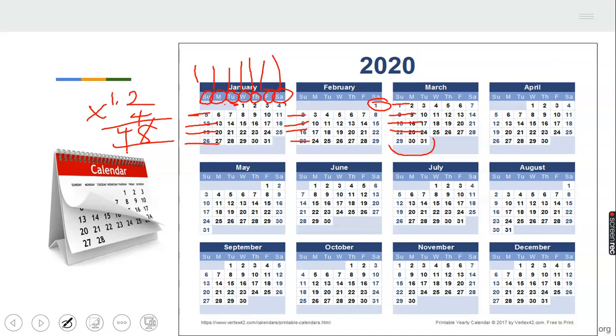So all the 2 plus 3 plus 2 plus 3 plus 1, they are the ones that make up the extra weeks that we have. So instead of 48, we have about 52 weeks in a year. Is that taken? So if you now calculate 52 minus 48, that's 4 weeks.